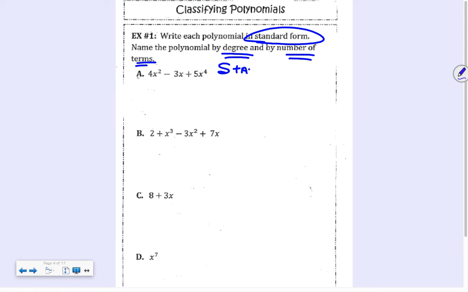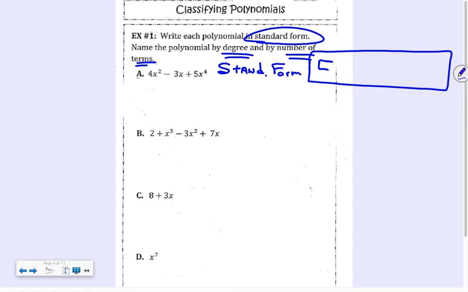Standard form. Okay, standard form. Now I've talked so much you probably forgot what standard form is. Is this in standard form? No, it's not. It's got to be what first? Highest degree, so it's got to be 5x to the 4th. It's the 4 that needed to go first, x to the 4th. Then if there's an x cubed, take it. There's no x cubed. If there's an x squared, take it. It's right there.